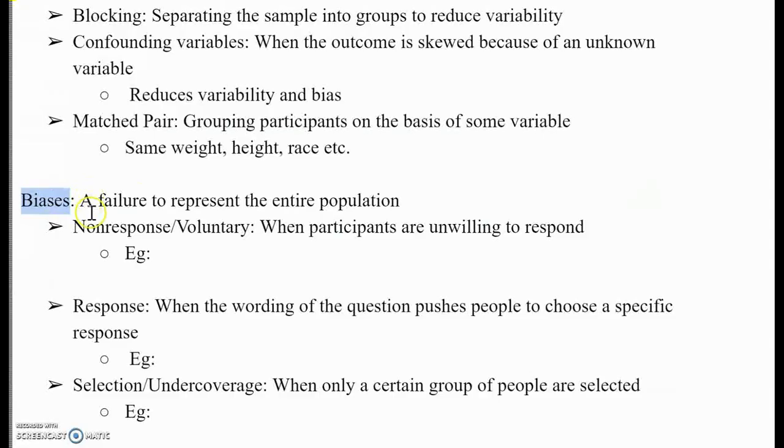Biases are just a failure to represent the entire population. There are three key biases that you will have to know: non-response, response, and selection or undercoverage. So non-response or voluntary bias is when people are unwilling to respond to your survey.